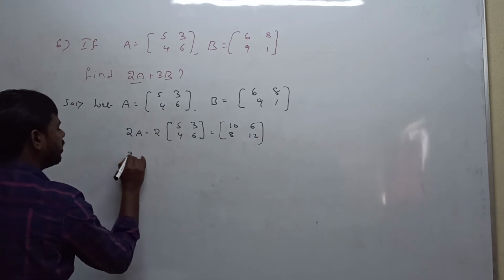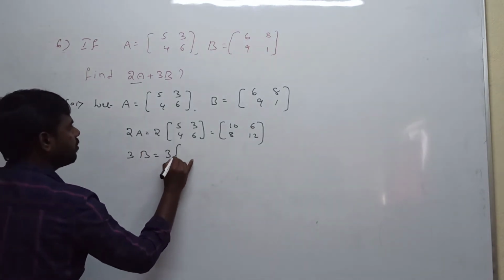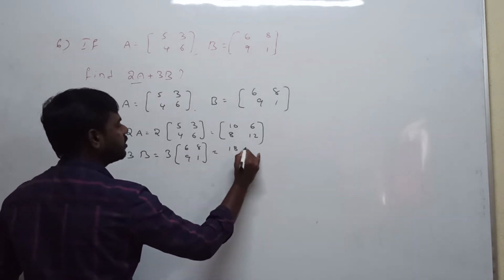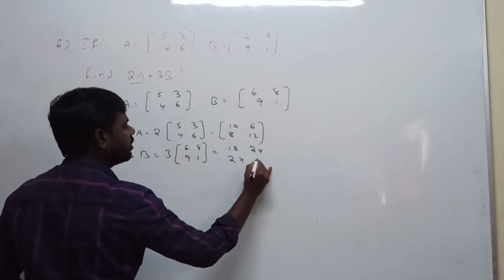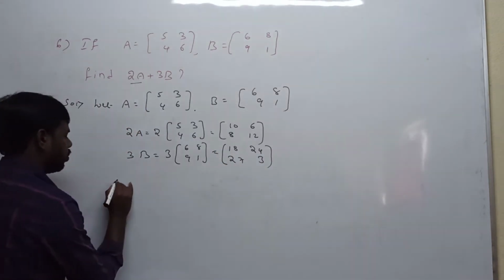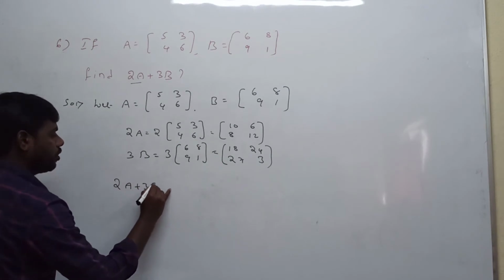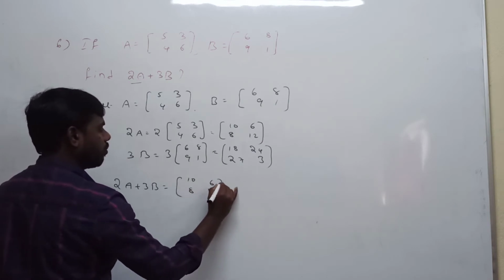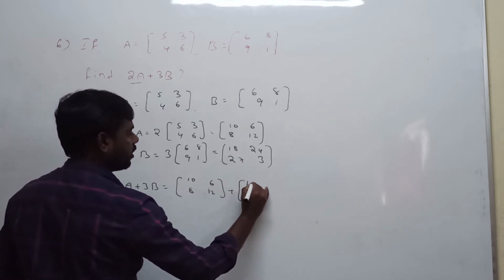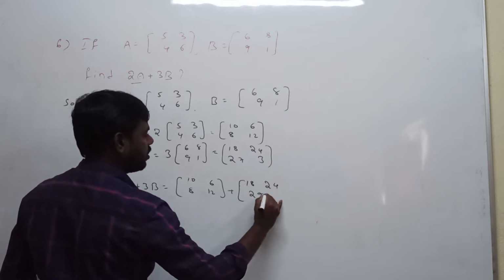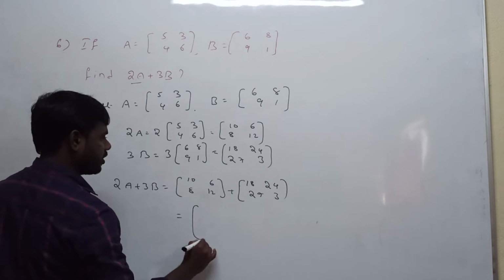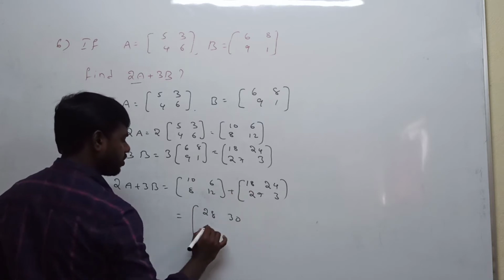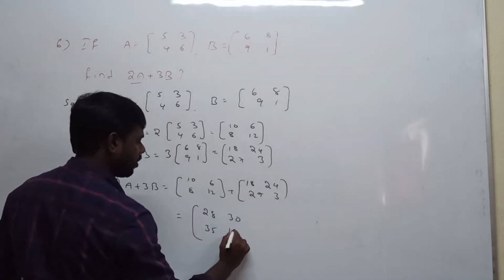Next, what is it? 3b. 3 into substitute B matrix 6, 8, 9, 1. Each element multiplied by 3. 3 6 is 18, 3 8 is 24, 3 9 is 27, 3 1 is 3. Now substitute 2a plus 3b. What is the 2a matrix value? 10, 6, 8, 12. What is the 3b matrix? 18, 24, 27, 3. After that we are adding corresponding elements. 10 plus 18 value is 28, 6 plus 24 value is 30, 8 plus 27 value is 35, 12 plus 3 is equal to 15.